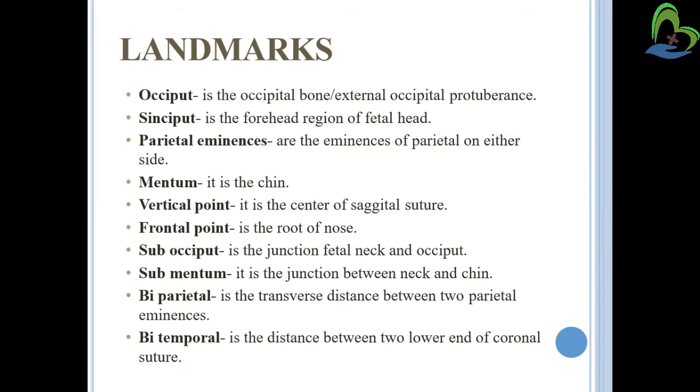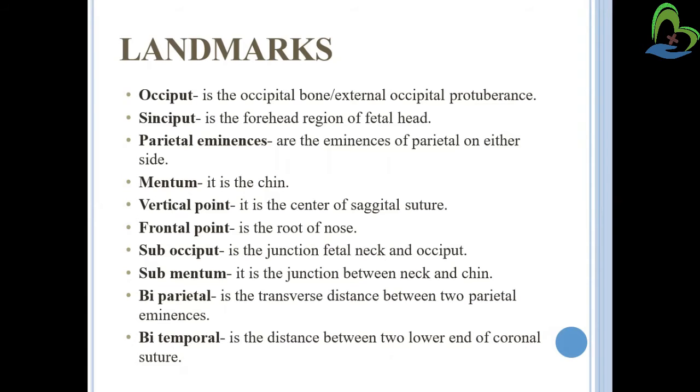Today we learn about the fetal skull, and it is part 2. In part 1 we learned up to the fontanelles, and now we learn about the landmarks. The first is the occiput. The occiput is the occipital bone, the external occipital protuberance.